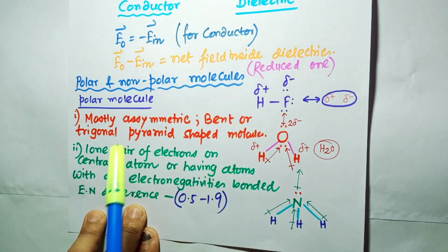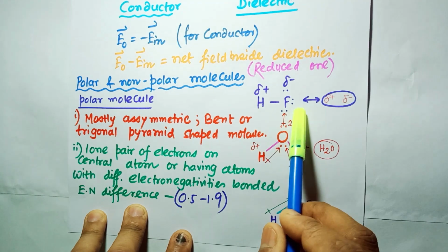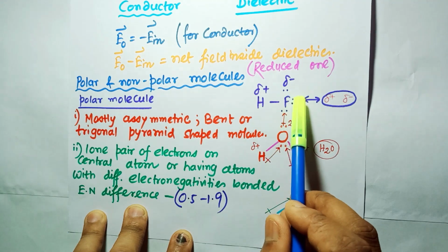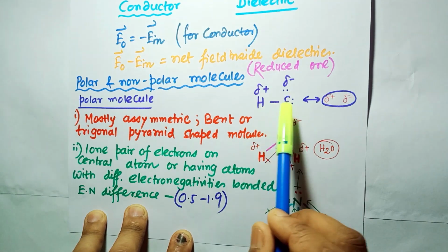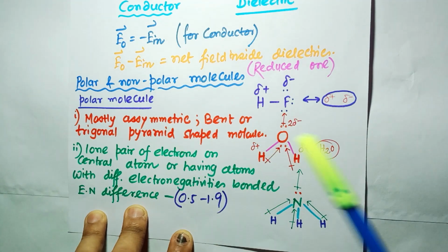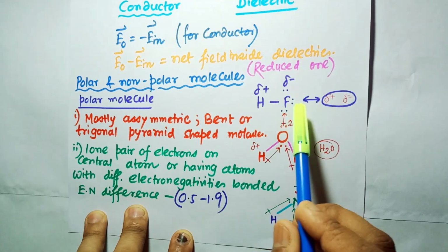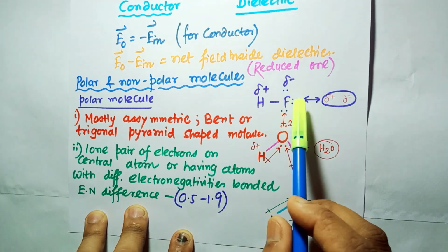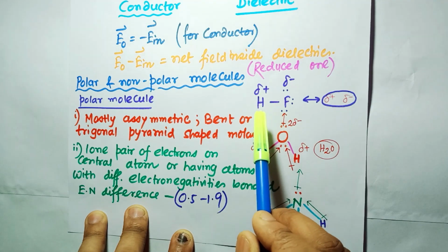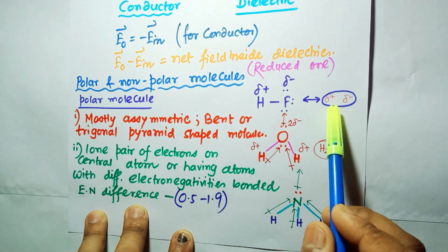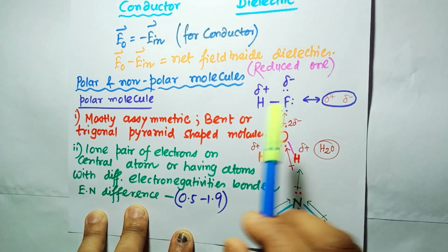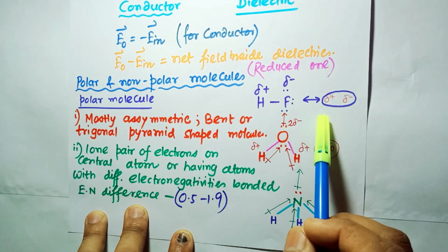You can see this is a polar molecule. HF is a polar molecule. You can see on the F atom there are 3 lone pairs. This F is more electronegative than the H atom, so the F atom drags the electron of the bond to its nearer point. So this side will get a slightly negative charge, delta minus, and this side of the H atom will get a slightly positive charge, delta plus. So it will behave like an electric dipole, because there is a difference between positive and negative charge, and they are separated by a distance.